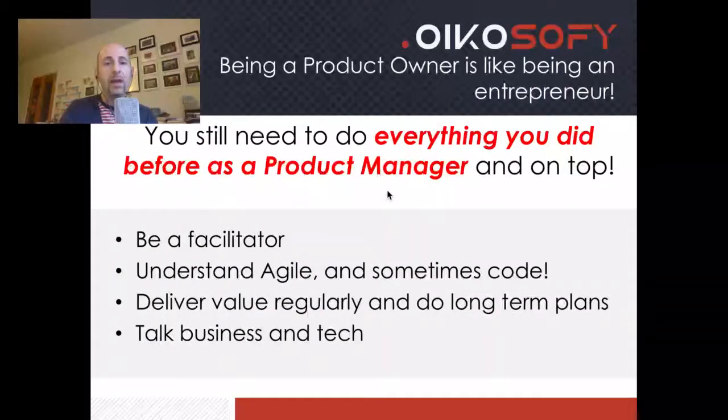Well, the fact is that you still need to do everything you did before as a product manager, and on top, you need to be a facilitator, you need to understand Agile, and sometimes you even need to understand code. You need to deliver value regularly, and that you can't do on your own, by the way, as a product manager. So you need to create alliances, collaboration with stakeholders and teams to be able to do that. And of course, you also still need to do the long-term plans, also known as roadmap or portfolio for product managers. On top of that, you still need to talk the business language and the tech language.